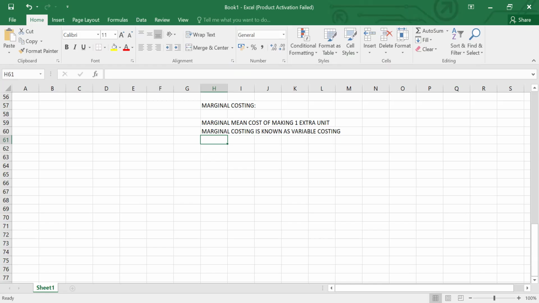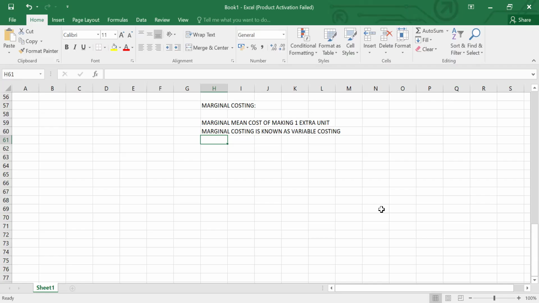I don't understand that part. The word marginal, right? I'm explaining this to you. The word marginal means how much margin you are going to have when you are making one extra unit. For instance, if you are making 100 units and 100 units are costing you $100, what will be the cost of making one extra unit? Obviously that will be $1, because 100 units, $100 cost means $1 per unit.